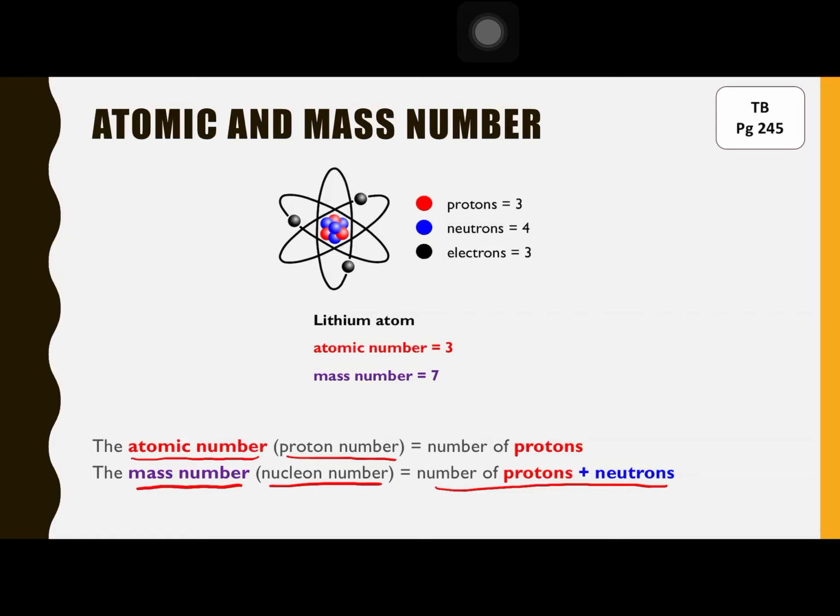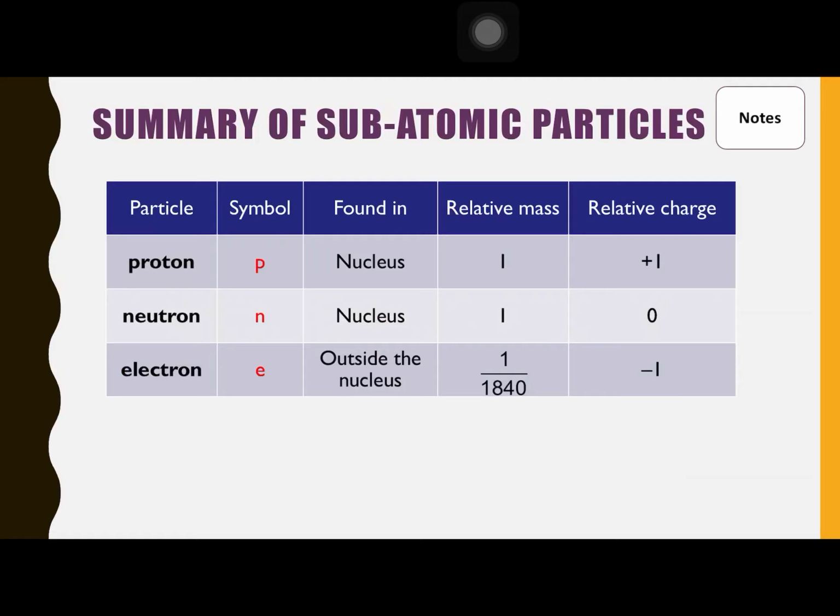Why is that so? Why don't we include electrons in the mass number? Because the atom is made of protons, electrons, and neutrons, right? Why do we only consider the protons and the neutrons? Why don't we consider the electrons? Well, basically because protons and neutrons have got about the same relative mass. They've got about the same mass.